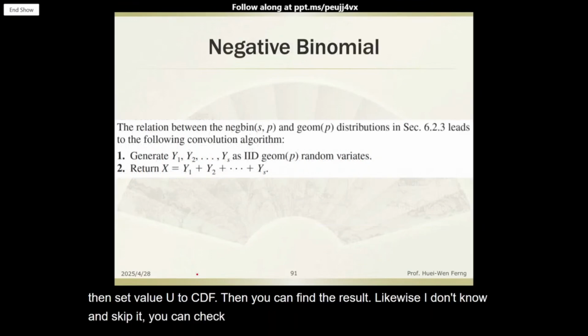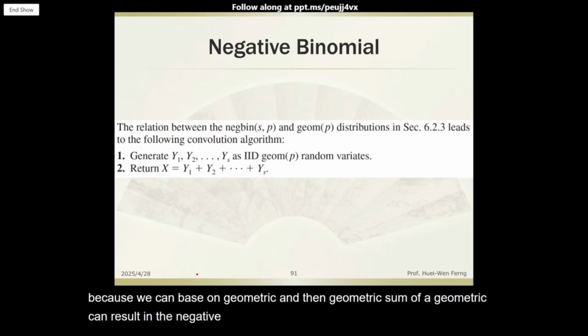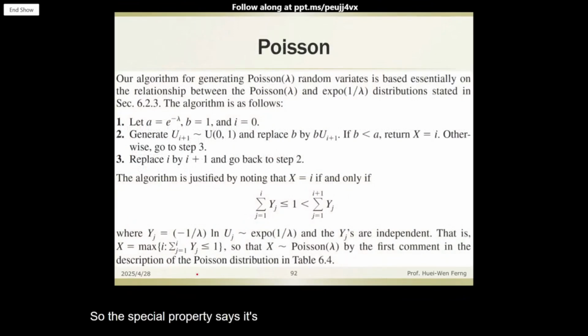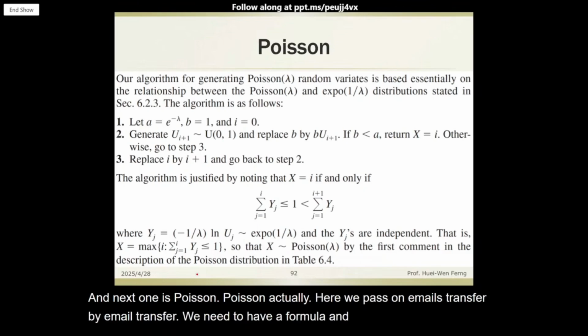And negative binomial, it's a special property because we can pass on geometric, and the sum of geometrics can result in the negative binomial, right? Special property. So the special property says it's convolution. And next one is Poisson. Poisson actually here we pass on inverse transform. By inverse transform, we need to have a formula, and this is a formula to have the result.